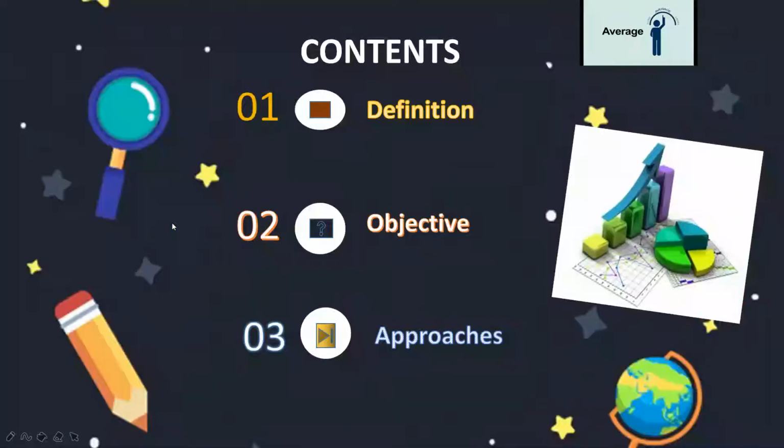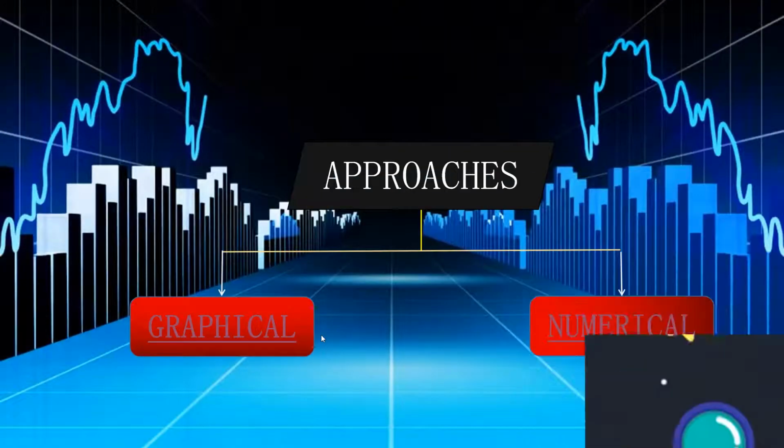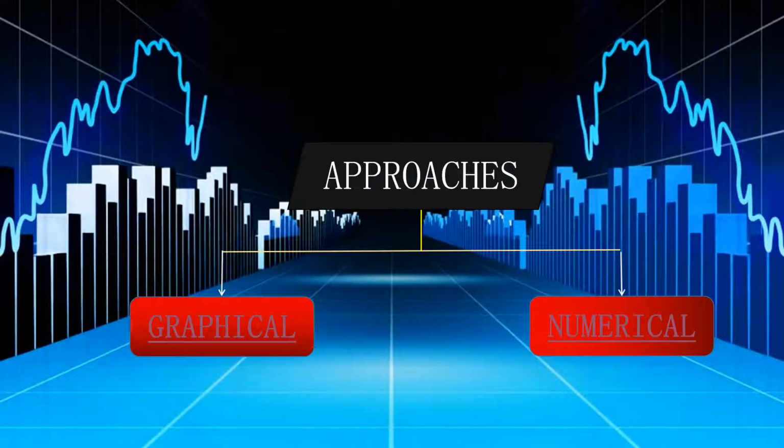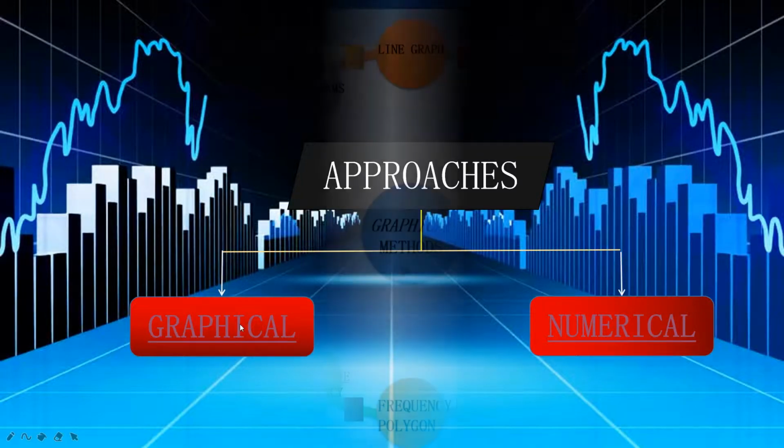Now let us see what are the approaches for descriptive statistics. There are two approaches. One is graphical and the other one is numerical. Let us see one by one what they are. First comes graphical.